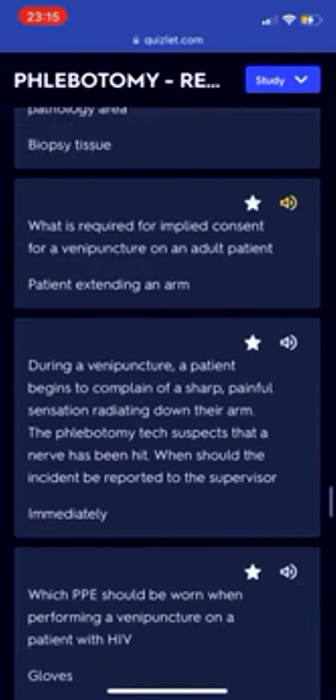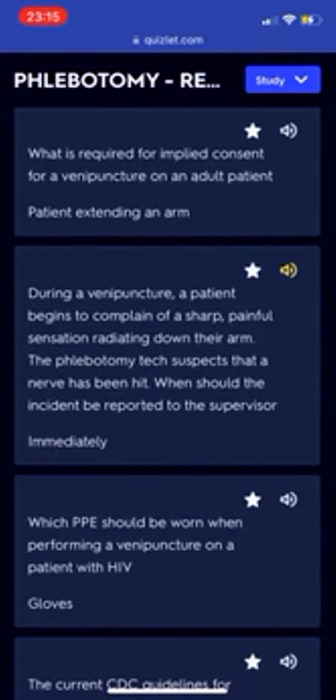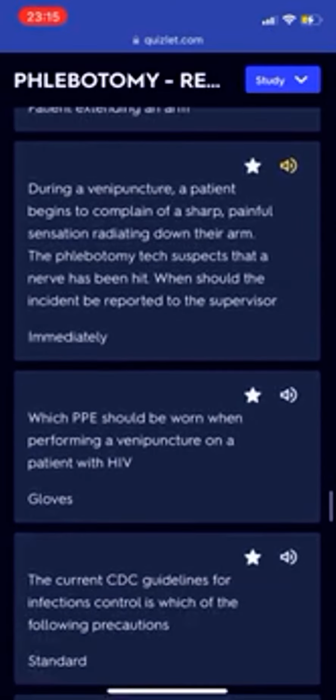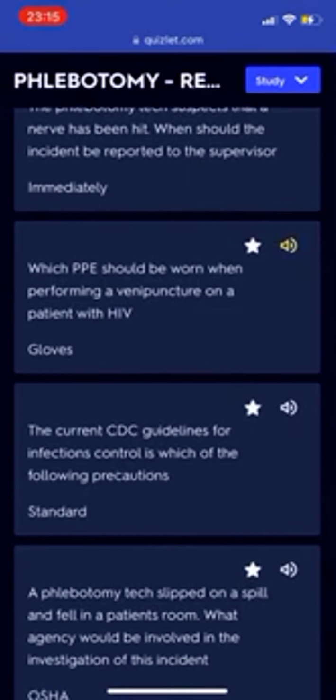Patient extending an arm. During a venipuncture, a patient begins to complain of a sharp, painful sensation radiating down their arm. The phlebotomy tech suspects that a nerve has been hit. When should the incident be reported to the supervisor? Immediately. Which PPE should be worn when performing a venipuncture on a patient with HIV?